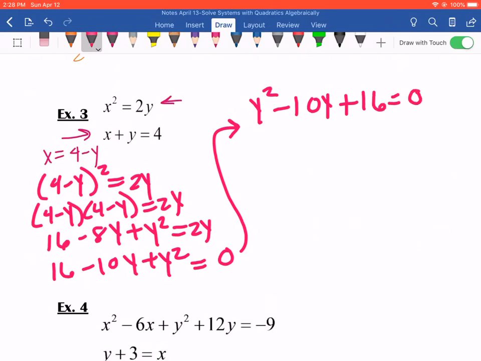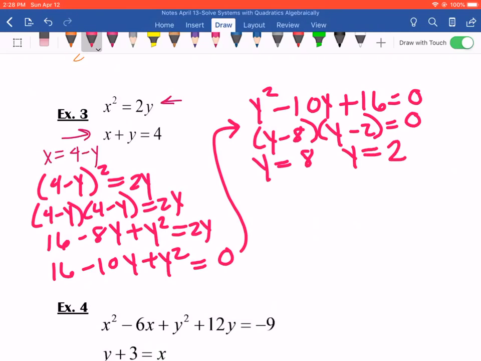All right, so solving this, we want to find two factors of positive 16 that will add to give us negative 10. So clearly that's negative 8 and negative 2. So y minus 8, y minus 2 is equal to 0. Our two solutions for y are positive 8 and positive 2.